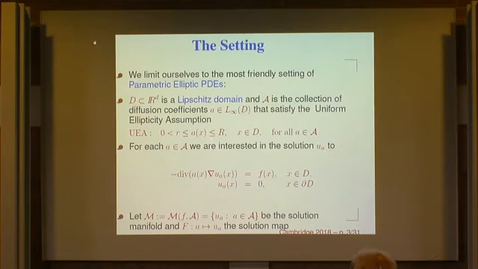So at this stage, the A's are quite general, right? Because it can be any L infinity function, which is strictly positive. So you should be cautious here. Now, given any A, there is a unique solution to the PDE, UA.